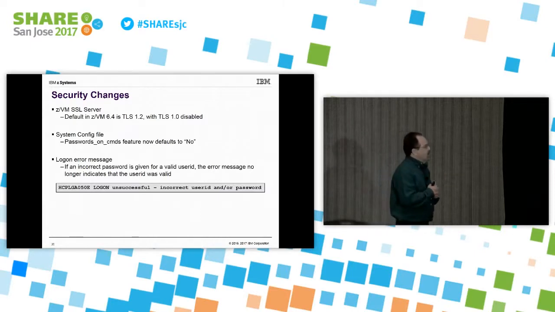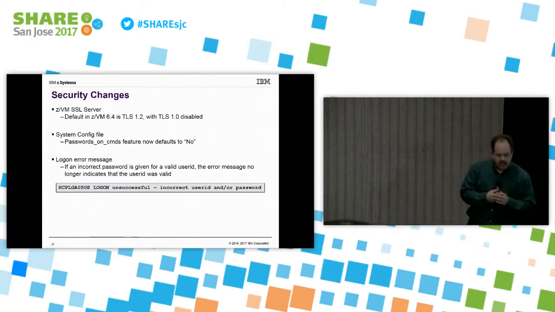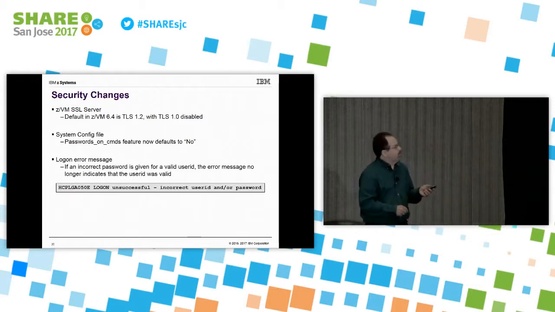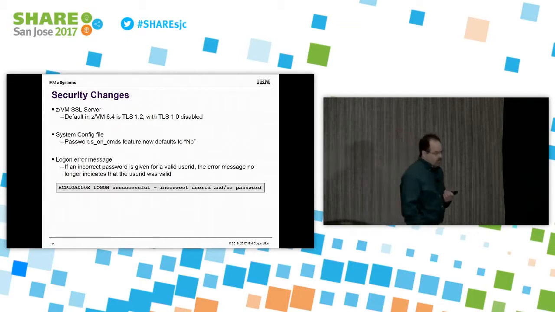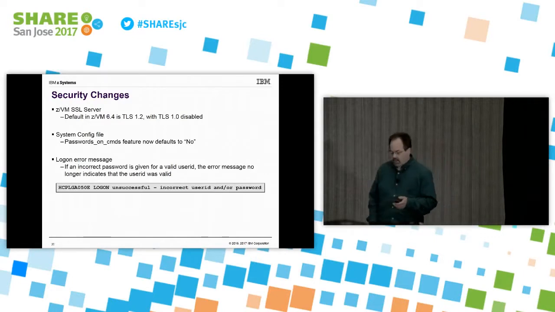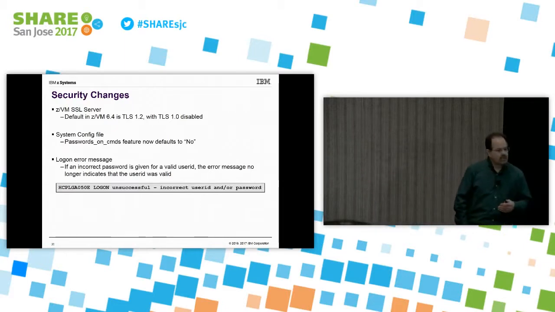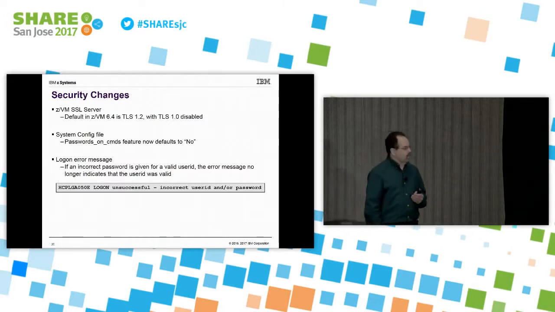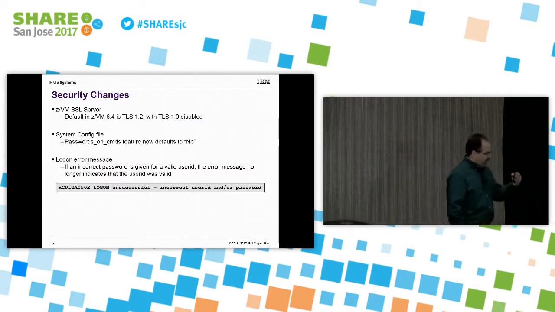Security changes. Alan's going to talk a lot more about security later in the week. But just to highlight a couple things, the SSL server default TLS is now 1.2. 1.0 is disabled. Passwords on commands defaults to no in the system config file. On a feature statement, the default had previously been yes. So these are just things to make it harder to attack, right?